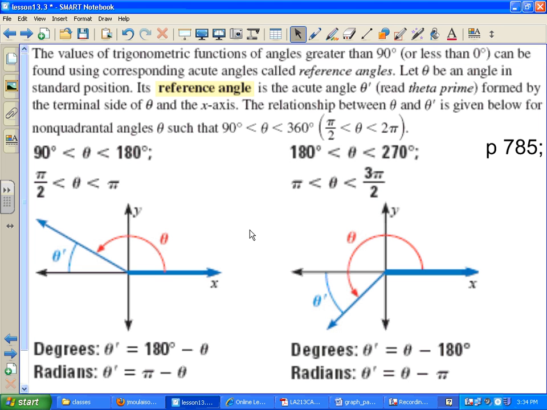So the next part of this lesson discusses reference angles. And reference angles are the angles that allow me to determine trig function values for obtuse angles, for angles greater than 90 degrees. Because reference angles are always acute angles. You can see that in the definition, given an angle, its reference angle is the acute angle theta prime formed by the terminal side of theta and the x-axis. So there are some complicated formulas listed here.